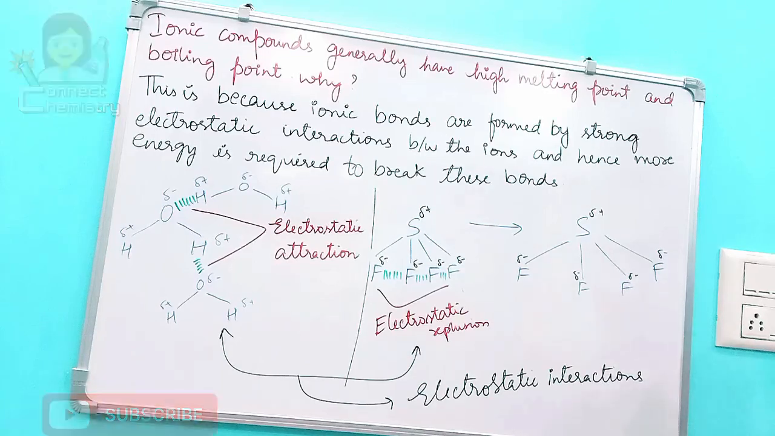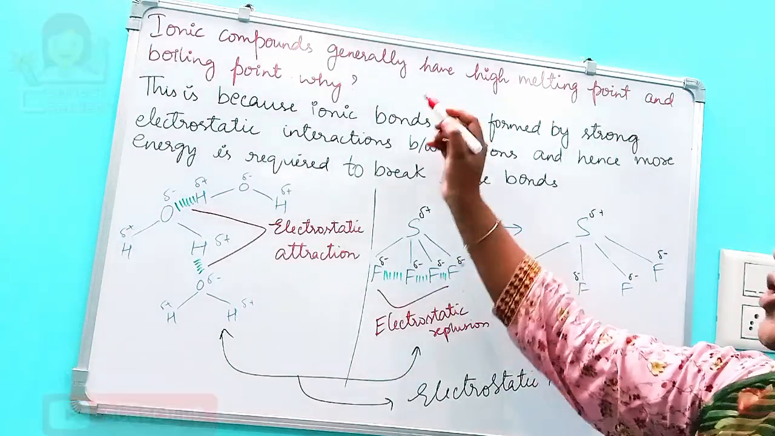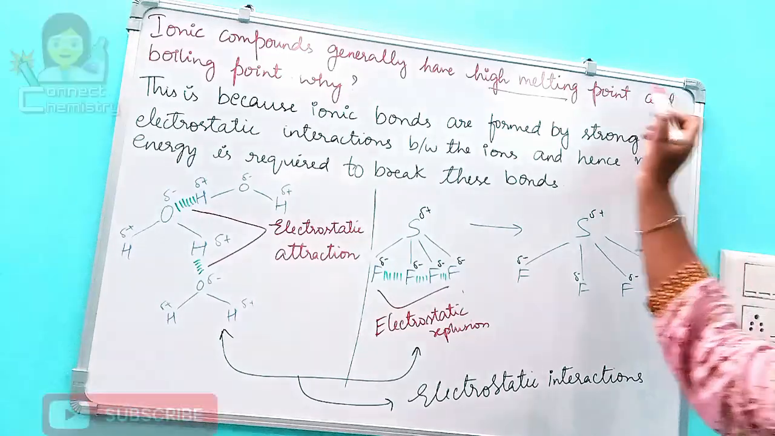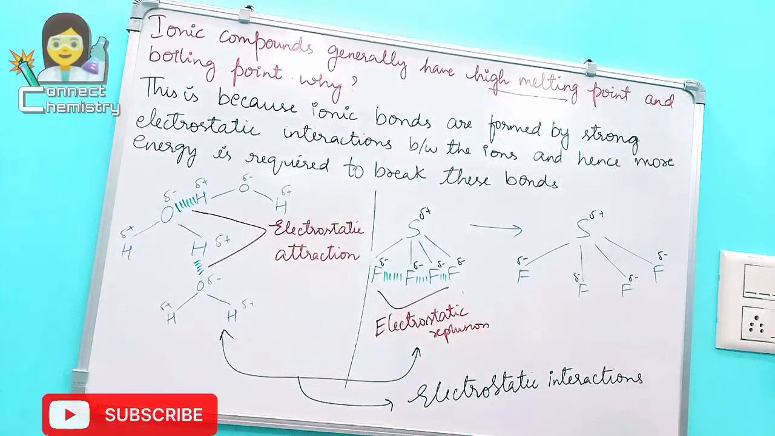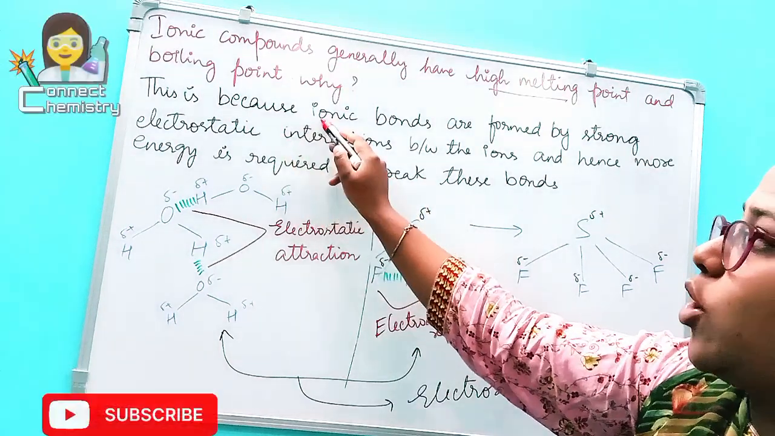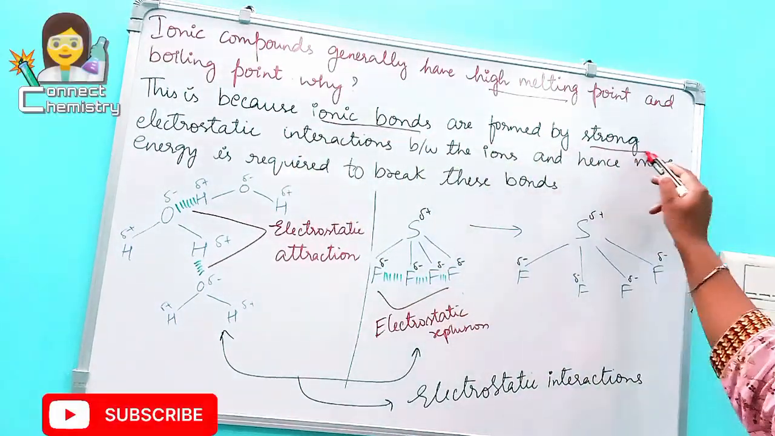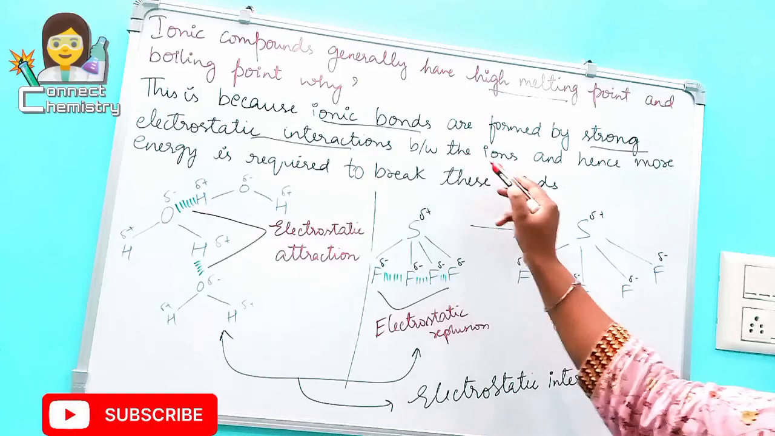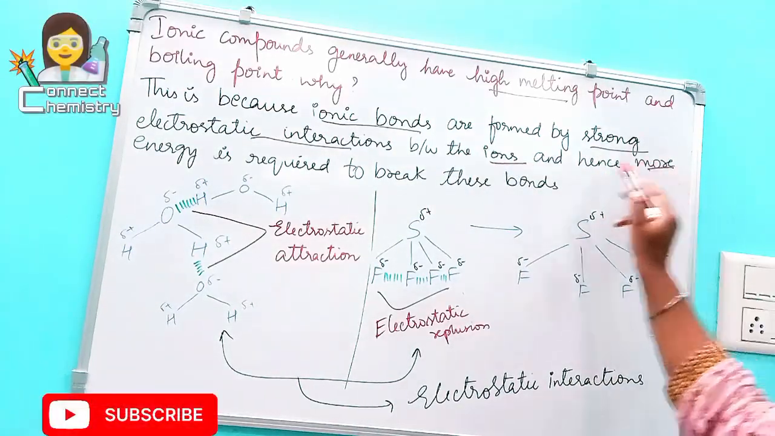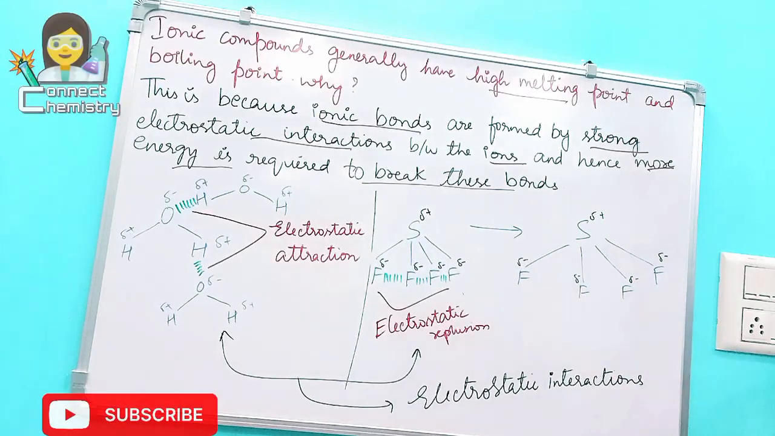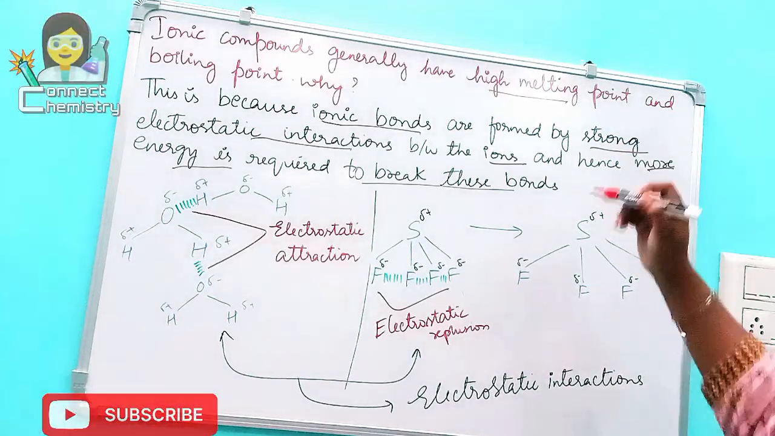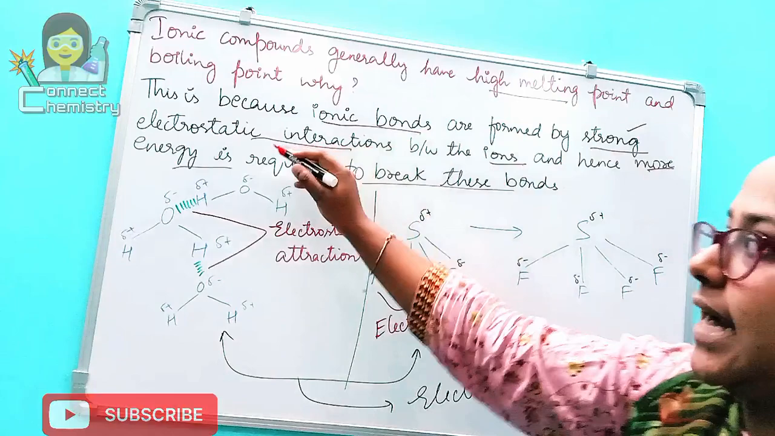So in this video we will discuss why ionic compounds generally have high melting points and boiling points. So what is the reason? This is the explanation. The statement is: because ionic bonds are formed by strong electrostatic interaction between ions, and hence more energy is required to break these bonds. So the statement tells us ionic bonds are formed through strong electrostatic interaction.